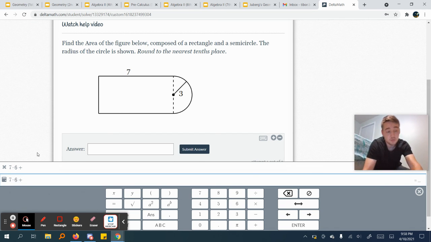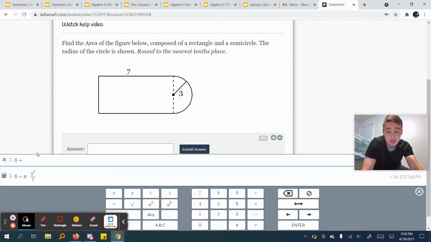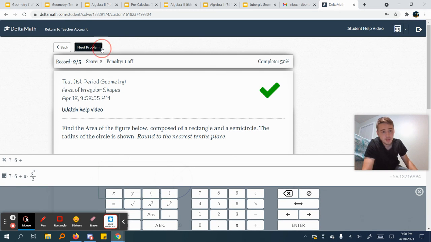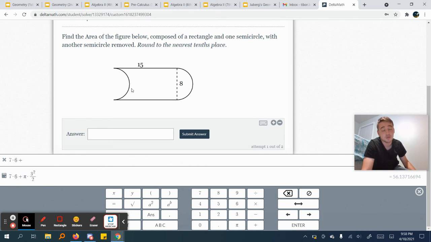1/2 pi r squared. We do regular pi r squared, but that'd give us a circle, and semicircle means half a circle. So we're going to do pi times 3 squared divided by 2. Round to the nearest tenth. 56.13 rounds to 56.1. That is going to be this shape. We're going to continue getting weirder and weirder shapes. Actually, we might not get shapes that are that weird. Again, if it's a semicircle chopped out and a semicircle added on to the same rectangle, we can just calculate 15 times 8.